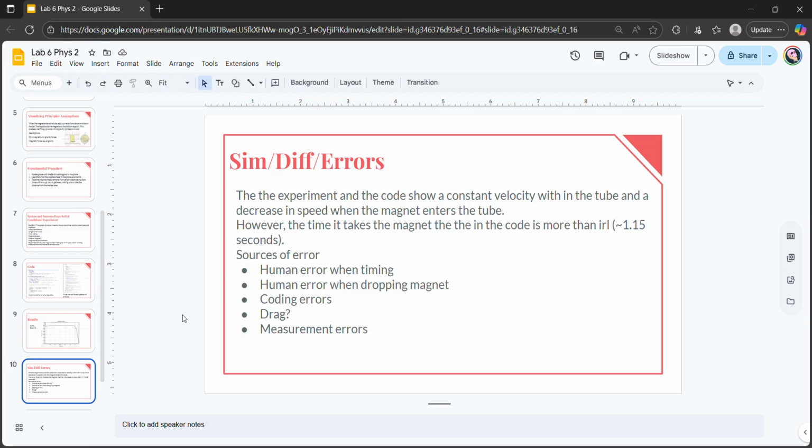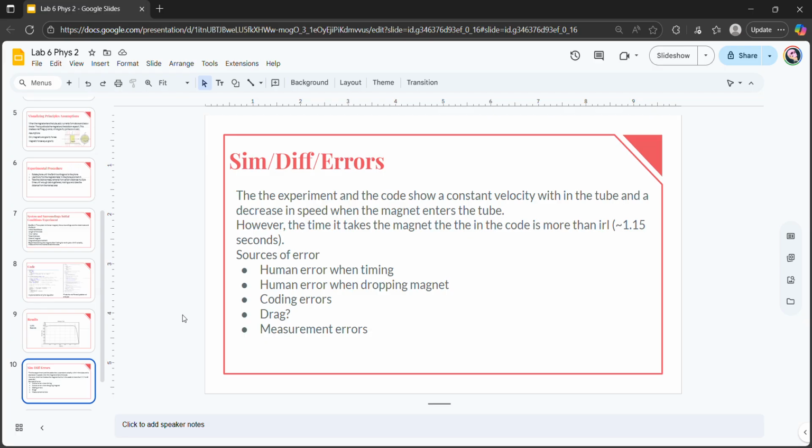And sources of error. This could be from errors when we were timing it. It was very hard to tell exactly when the magnet was dropped, since we wanted it deep inside the tube. And then we didn't want it to be too much in the tube, to where it was a shorter length than what we measured. And then it also could have been error when dropping the magnet.